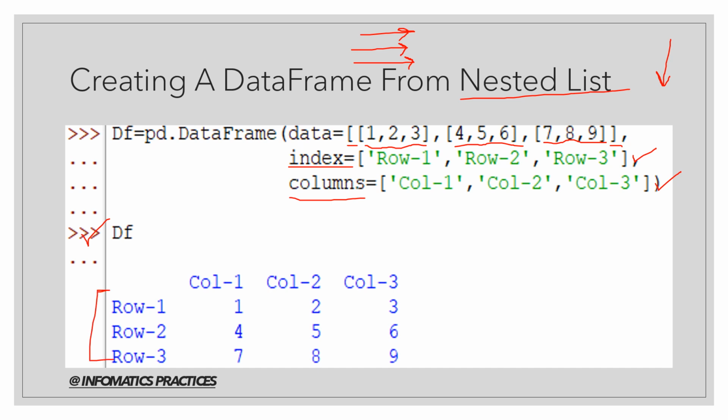Now I'll close the brackets, and now when I print the df we get 3 rows and 3 columns. Each list of a bigger list, as there were 3 lists in a nested list, becomes a row. Okay, now 1 2 3 the first list, then 4 5 6 the second list, and 7 8 9 the third list became 3 rows with 3 columns.